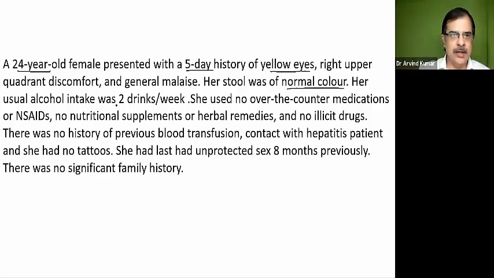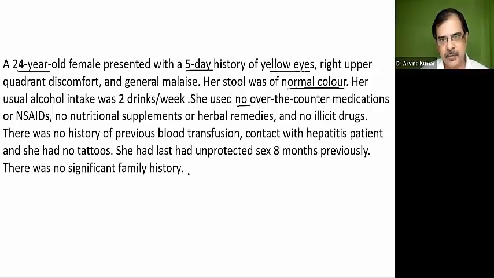Her usual alcohol intake is 2 drinks per week, and she used no medications, over-the-counter medications or NSAIDs, no nutrition supplements or herbal medicines, and no drug abuse. There is no history of previous blood transfusion, contact with a hepatitis patient, and she had no tattoos. She had unprotected intercourse 8 months back, and there is no significant family history.